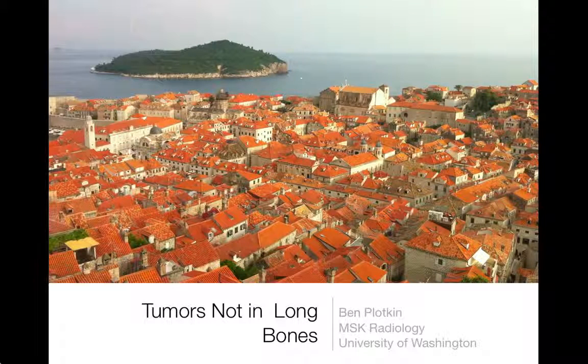For this lecture, we're going to talk about tumors which are in kind of funny bones, not in the long bones, and in some strange places. So it's just kind of a random collection of some differentials and tumors which occur in strange places, which sometimes we can recognize.